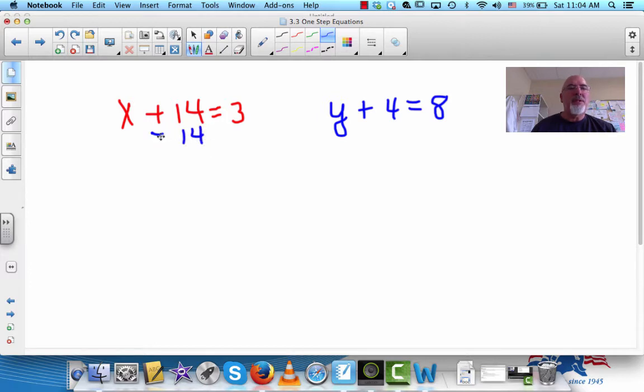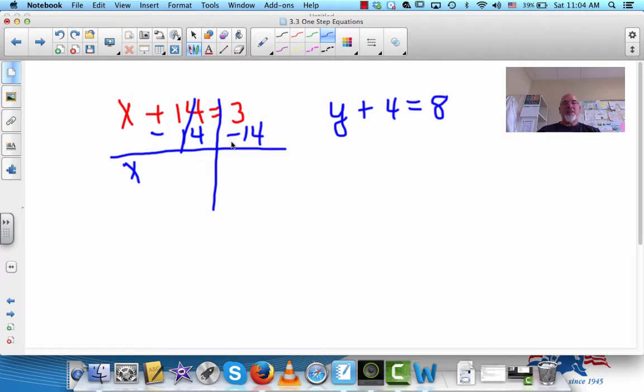And if we do that to this side of the equal sign, we've got to do it to both sides. So let's draw our line to indicate which side is which. We do minus 14 on this side as well. And that gives us the x comes straight down. The 14s cancel each other out. And you're left with negative 14 and 3.